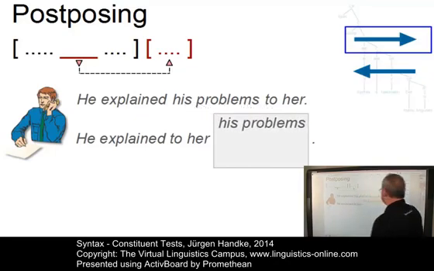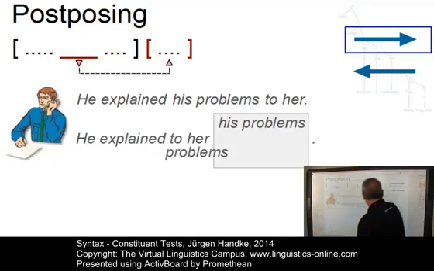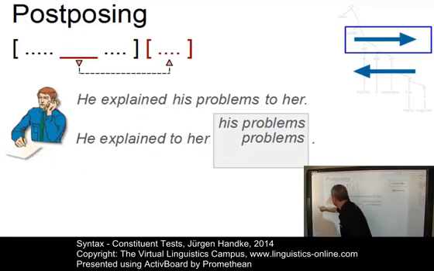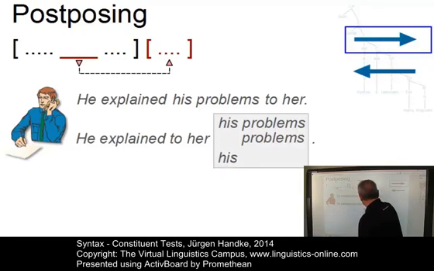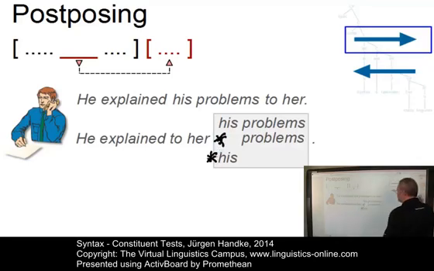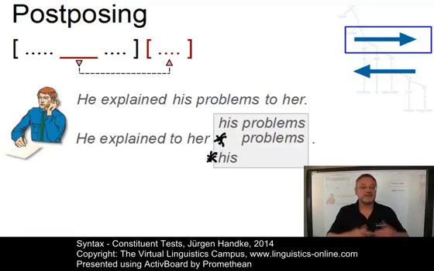He explained to her his problems. But we cannot postpose just problems, neither can we just postpose his. So these latter two cases are ungrammatical. And again, it is only the entire construction, his problems, that can be postposed, not just part of it.